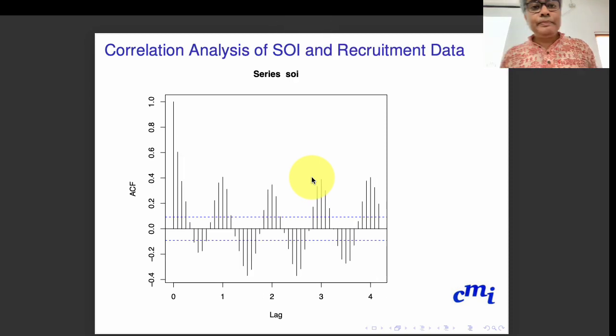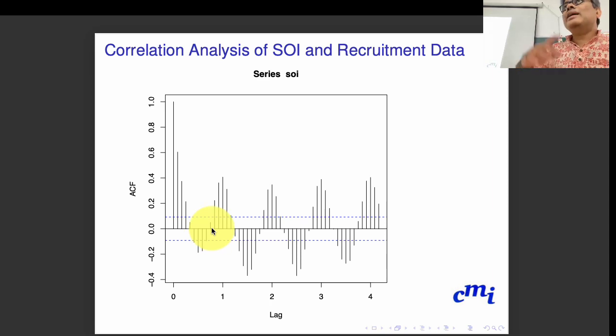So here is the autocorrelation function of the Southern Oscillation Index and recruitment data. Recruitment data was the number of fish that was recruited, if you remember. You can see the Southern Oscillation Index is again monthly data, and there is again a 12-month seasonality coming up very nicely.